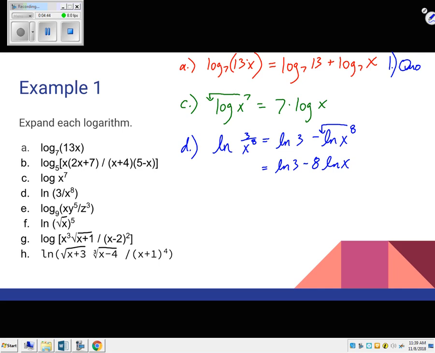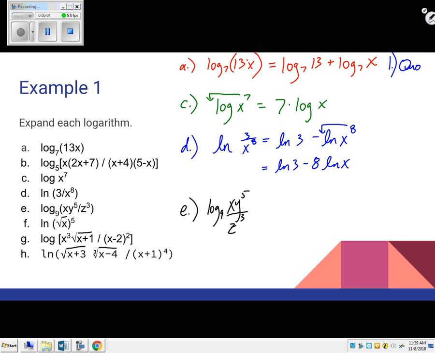Oh man, we get a little bit harder. Let's do E. Part E is I have log base 9 of x y to the 5th over z cubed.